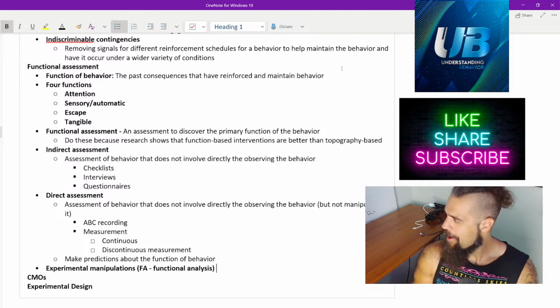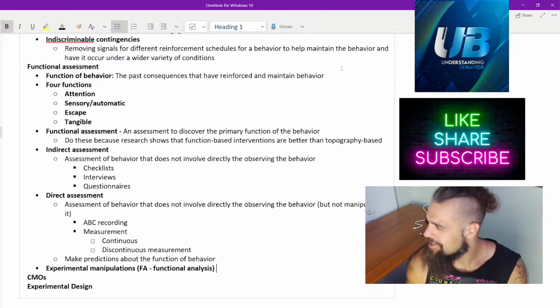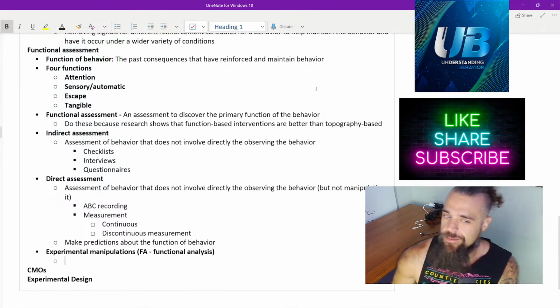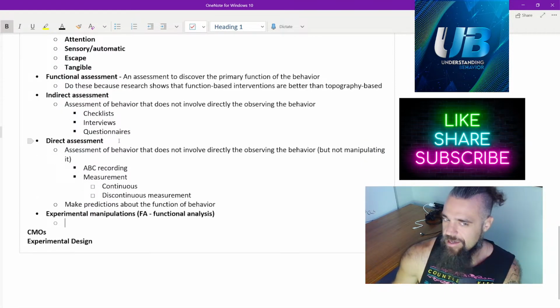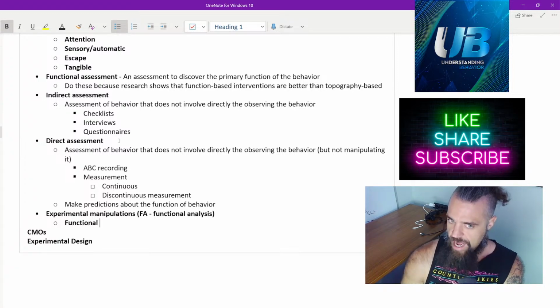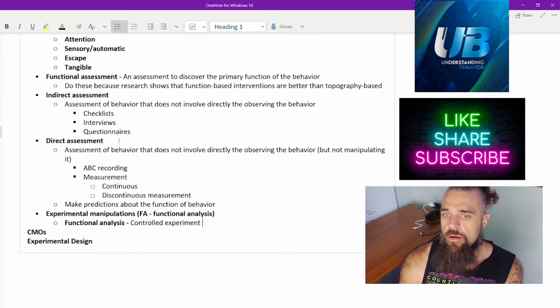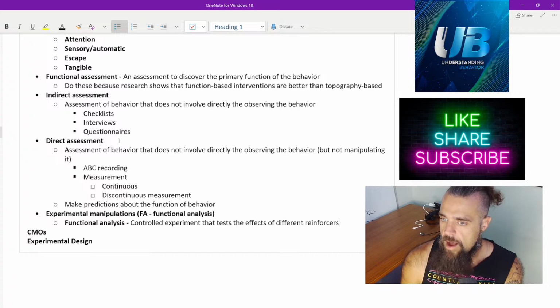So Natalie did request to go over each of these conditions, and she's one of my awesome students, so let's go do it. We've got 8 minutes, so we're going to go pretty fast, but let's do functional analysis. It's a controlled experiment that tests the effects of different reinforcers on behavior.